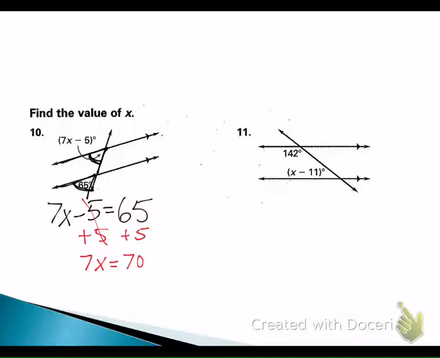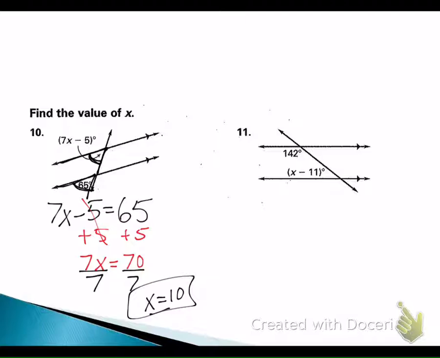10. Is that what you got? You're just writing the equation with me. You don't have to draw the diagram. I think you have enough pictures of parallel lines with the transversal. All right, number 11.